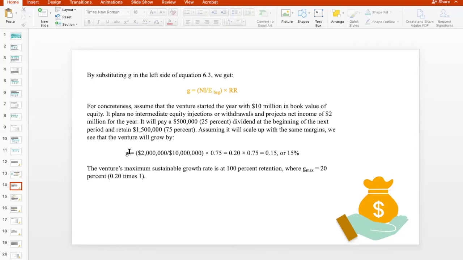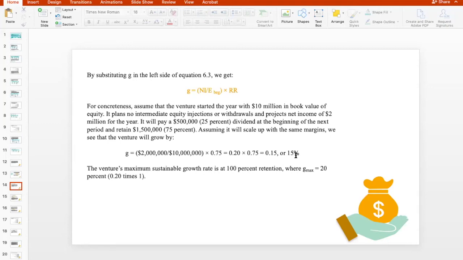apply the formula. So the sustainable growth rate is equal to the net income, which is $2 million, divided by the beginning equity, which is $10 million, times the retention ratio or retention rate, which is 75%, sorry, 25% is the dividend payout ratio. So it is equal to 15%.